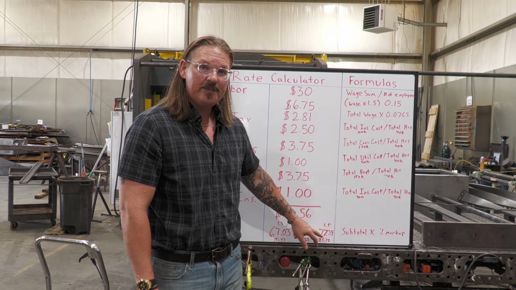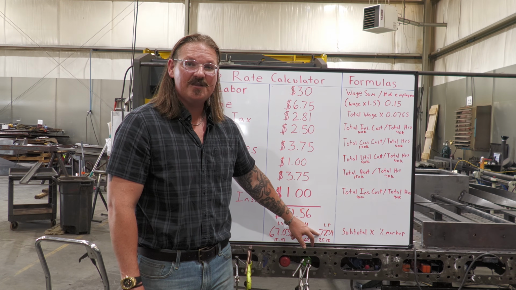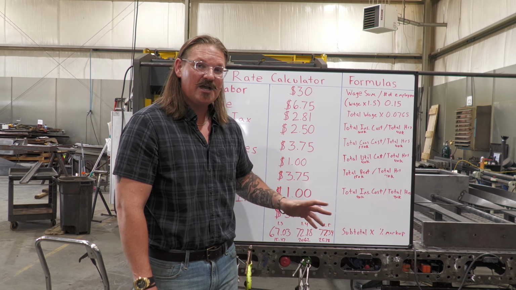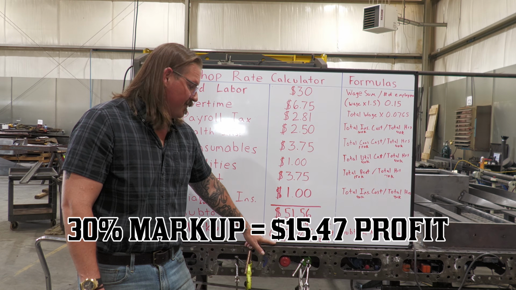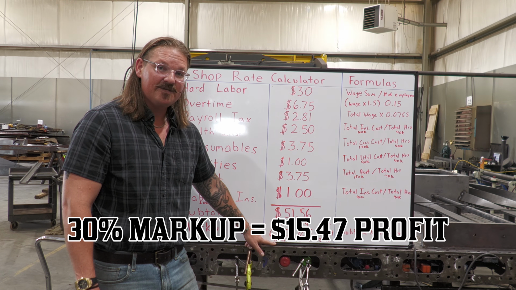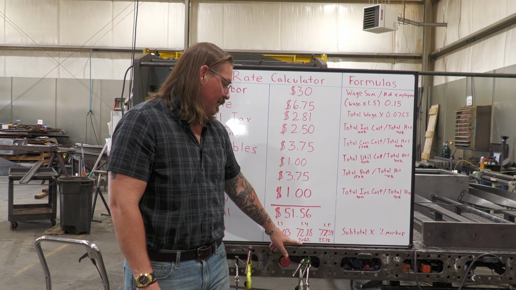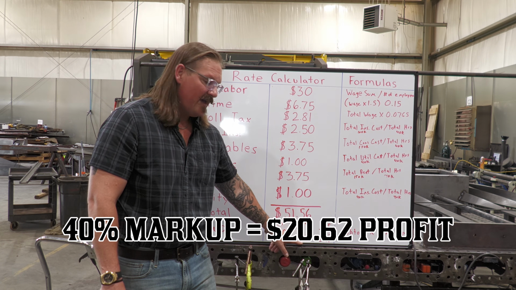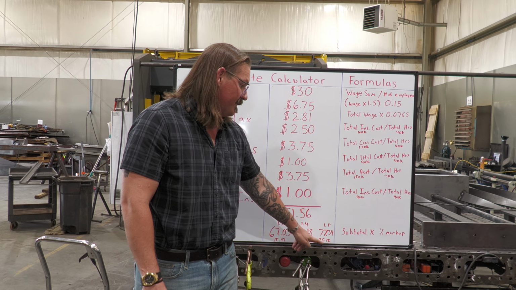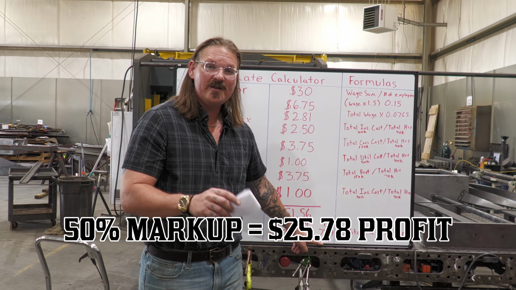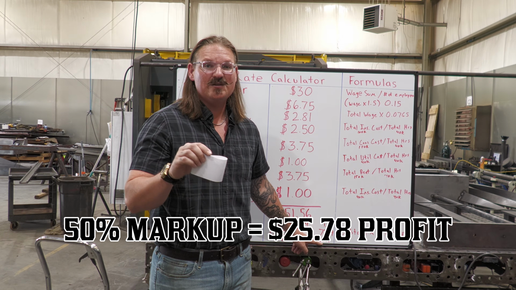If you want a 50% markup, you're gonna multiply by 1.5. That's gonna get you $77.34 of a shop rate. And that's gonna give you, down here at 30%, for every hour your guys work that's productive, you're gonna make $15.47 on their labor. 40% markup, you're gonna be making $20.62 an hour on their labor. 50% markup, you're gonna be making $25.78 per hour off of every single person in your shop.